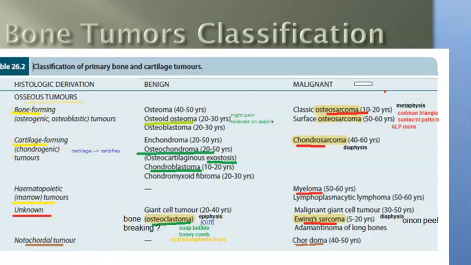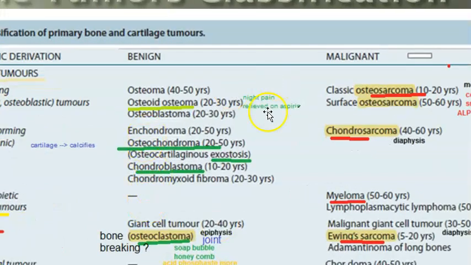He has a pain in the femur, tibia, that area, knee area, this night pain which is relieved on aspirin. So that will indicate osteoid osteoma, a bone forming tumor. So here you can see, it's written here, osteoid osteoma, 20 to 30 years old people, Miss India, Mr. India types of people. So night pain relieved on aspirin. So the counter malignant part is osteosarcoma.